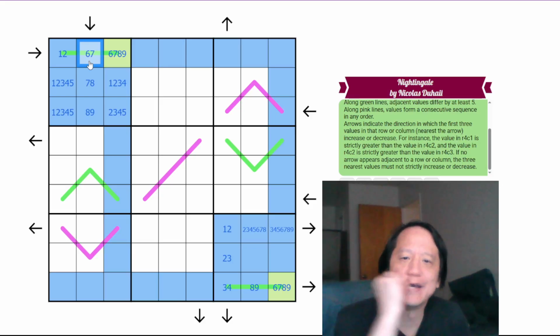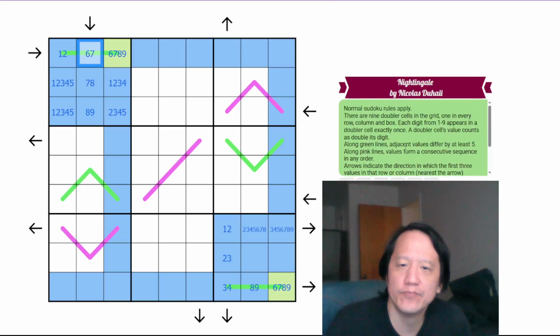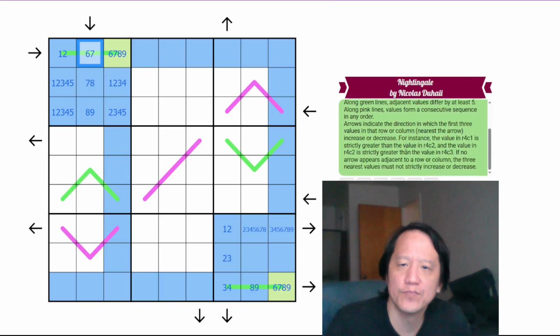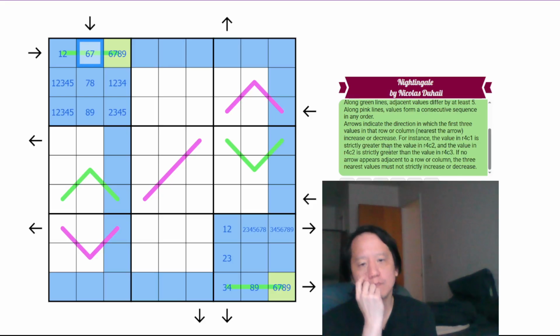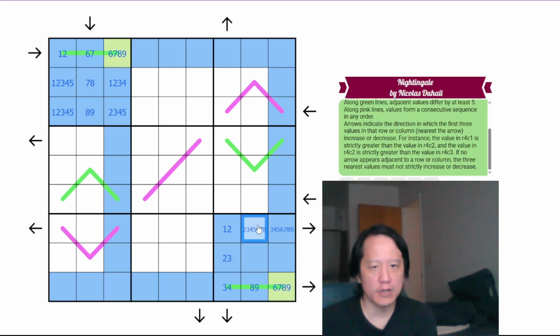What else do we have here? Oh, this can't be 8 here. If this is 8, that forces this to be 9 to fulfill the arrow. But then that would eliminate all possibilities for that cell there. So no 8 there.